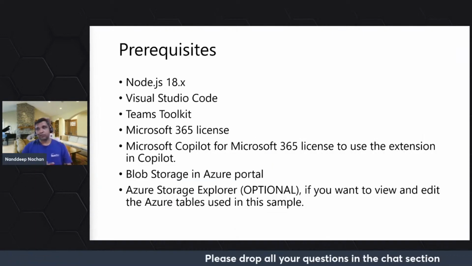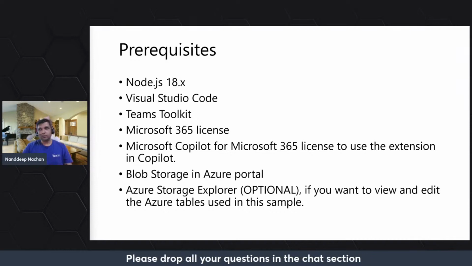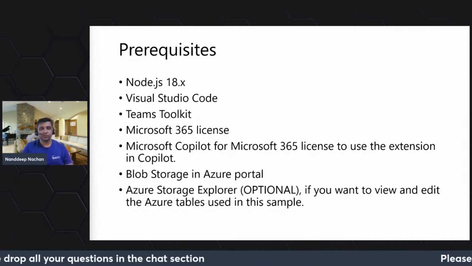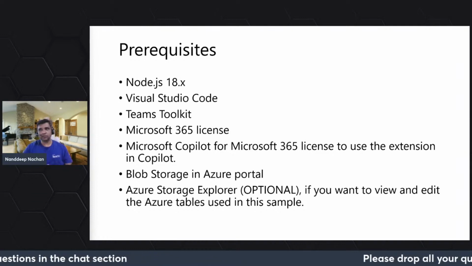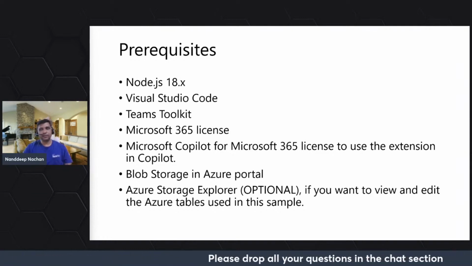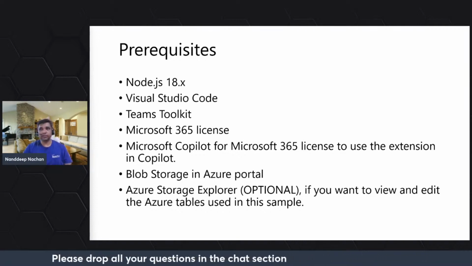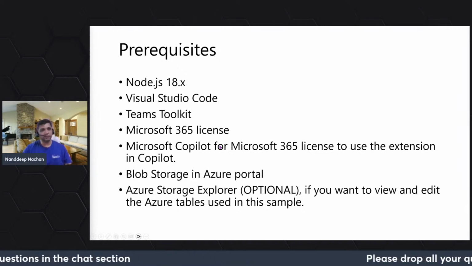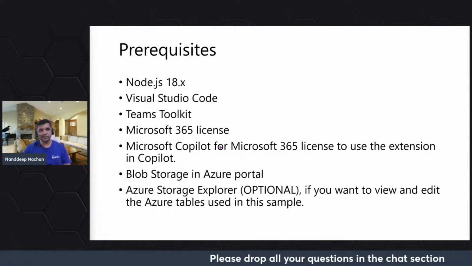But now, for example, if you want to create a Copilot like that, what are the prerequisites? First prerequisite is you need at least Node version 18 point something. You will need Visual Studio Code as well as the extension called Teams Toolkit. I have just shown you how to install that Teams Toolkit as well. You will obviously need the Microsoft 365 license as well as the Microsoft Copilot for Microsoft 365 license.